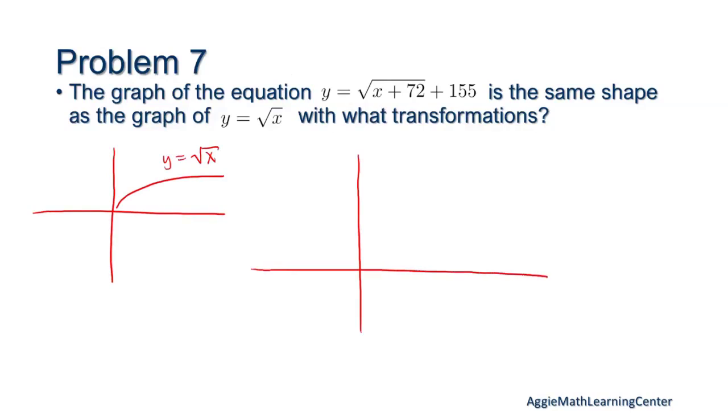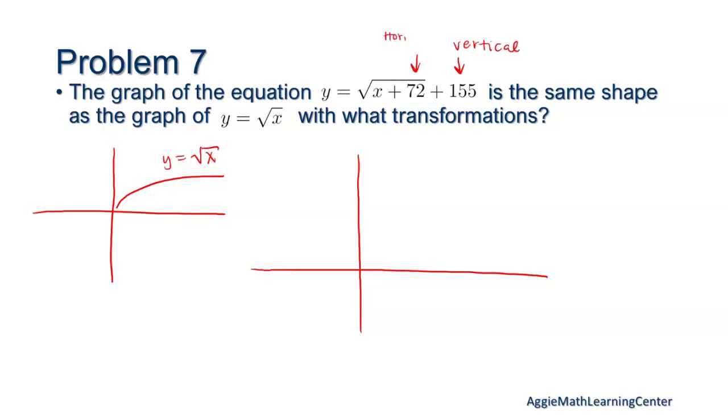First, let's start with the inside of the square root and see what it's going to do. Before, do you remember what we do for the horizontal? Because here we have x plus 72. That's the horizontal. This will be our vertical shift. That's the vertical. Okay. So then the plus 72.